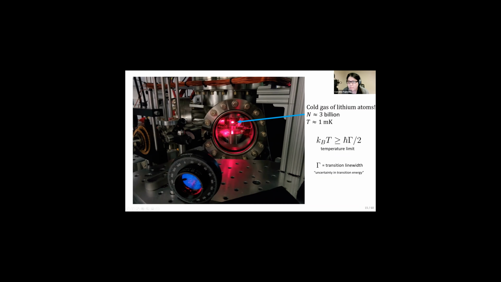It turns out that this corresponds to about 3 billion atoms or so at a temperature of about a millikelvin. And I should point out that this temperature is limited by this constant gamma, which I haven't talked about. It's called the transition line width, which is basically related to the uncertainty in the transition energy. Okay. So 1 millikelvin, that's pretty cold, right? Space is like 2.7 Kelvin, right? But this is a relatively small number of atoms. It's 3 billion. You should compare this to Avogadro's number. All right, so 1 millikelvin, that's pretty cold.